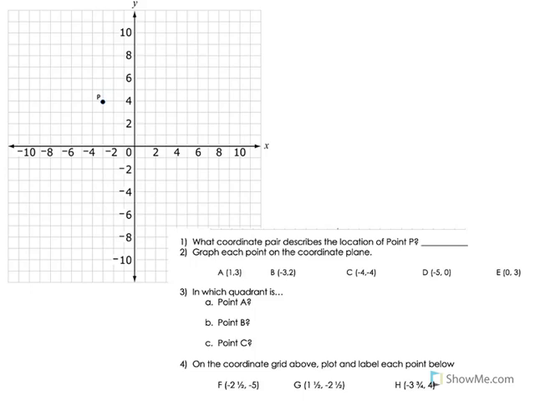Okay, teammates, so we are using our understanding of rational numbers on both horizontal and vertical number lines to interact with all four quadrants of the coordinate plane. So we are provided with a coordinate plane and then four corresponding questions. Number one says, what coordinate pair describes the location of point P?